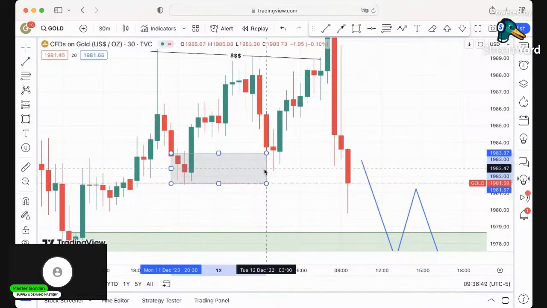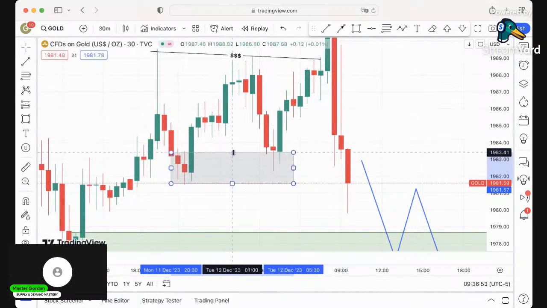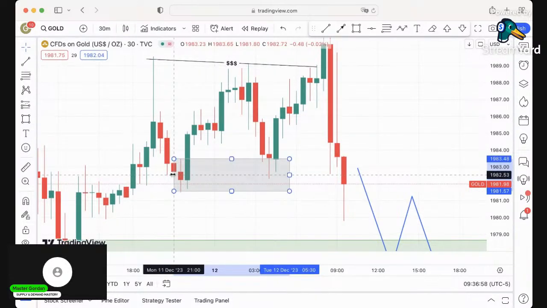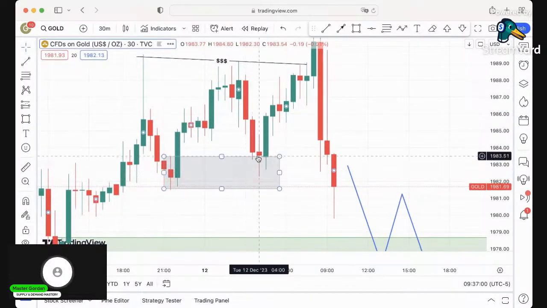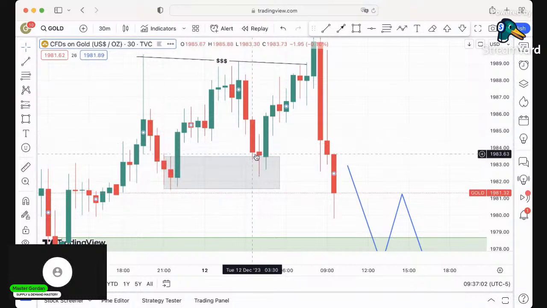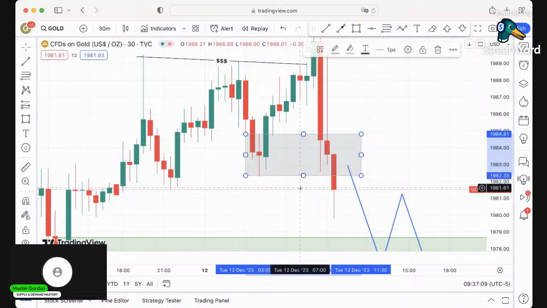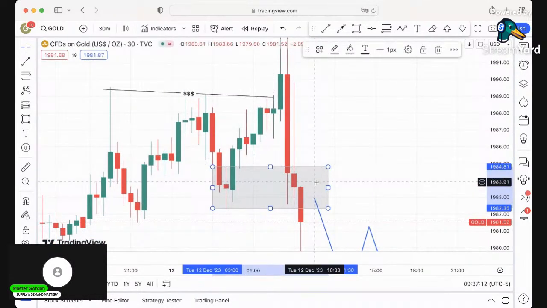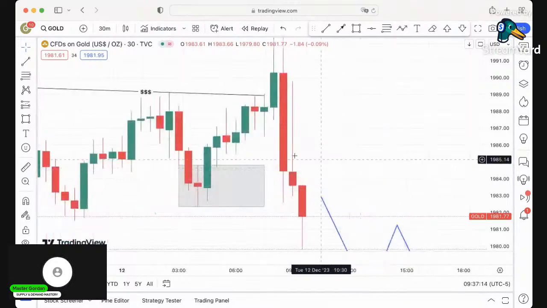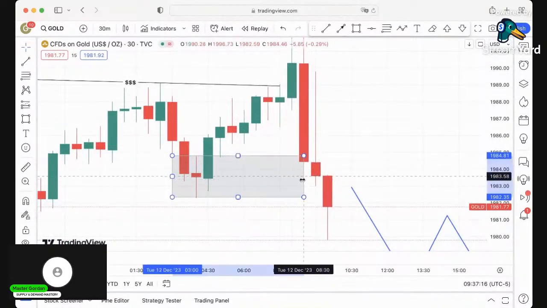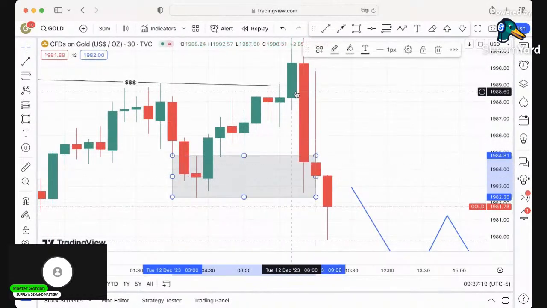A fresh zone is the so-called unmitigated zone. So when the price touches, that means this zone is not fresh anymore. This zone has been mitigated by the price touching here. Then we have a new demand zone, another new order block. But this zone, same, has been reacted to by these candles after the news, touch and react.